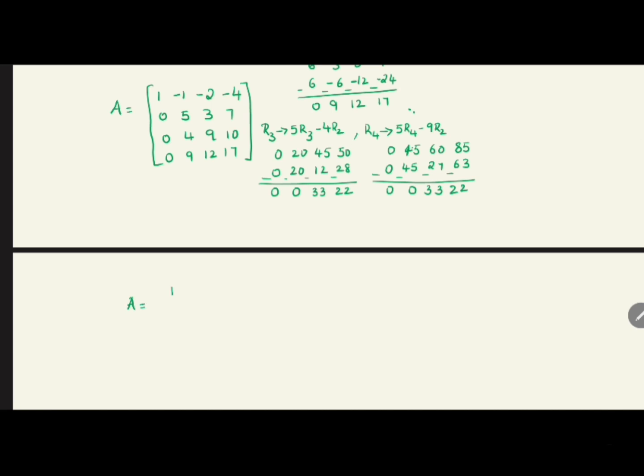A is equal to 1, minus 1, minus 2, minus 4. The second row remains the same: 0, 5, 3, 7. Third row is 0, 0, 33, 22. And fourth row is also 0, 0, 33 and 22. Now just check the principal diagonal. So this is the principal diagonal. Only this element is left to be made 0.